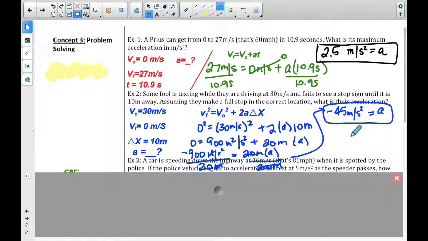Okay, those are the first 2 examples. I'm going to stop the video here and make a second video for examples numbers 3 and 4.